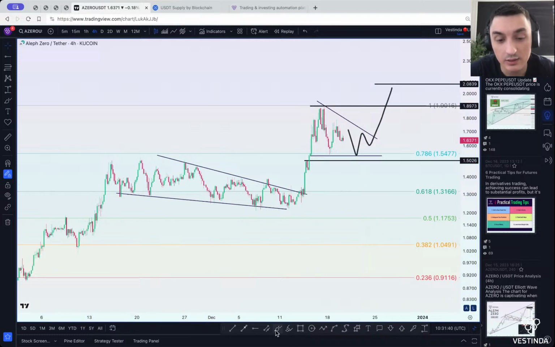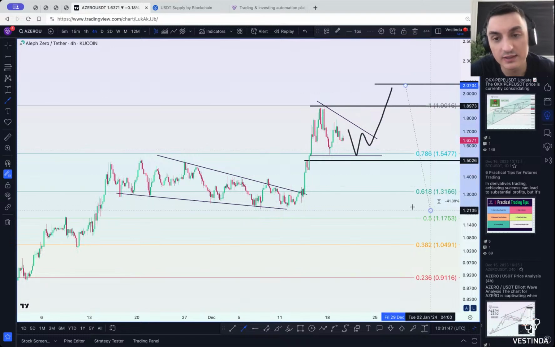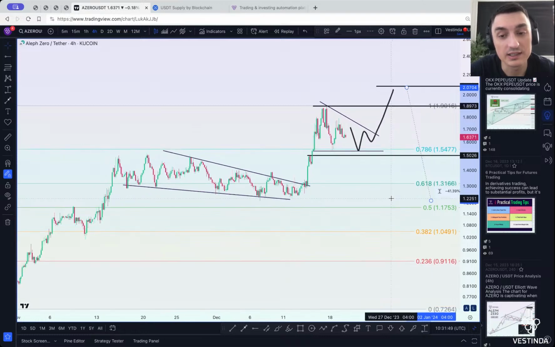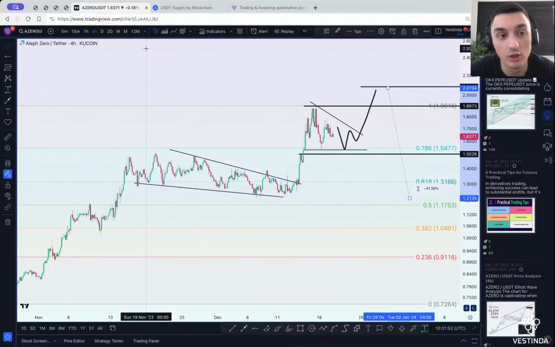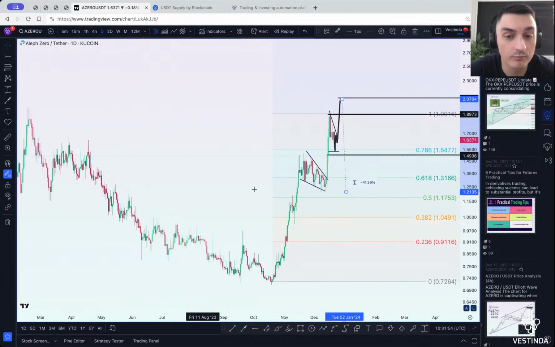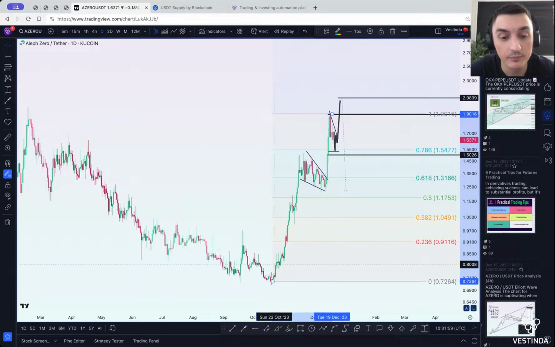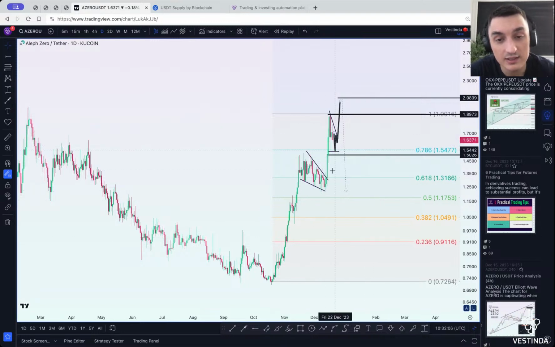And from those levels, I'm anticipating a bigger drop, maybe minus 40%. This is a possible drop for such price action, because we had a really big market rise on A0, and we haven't had any big corrections yet. So maybe this is the last uptrend swing before a bigger drop.